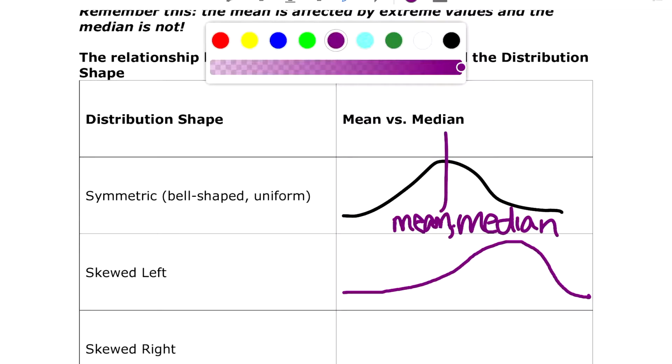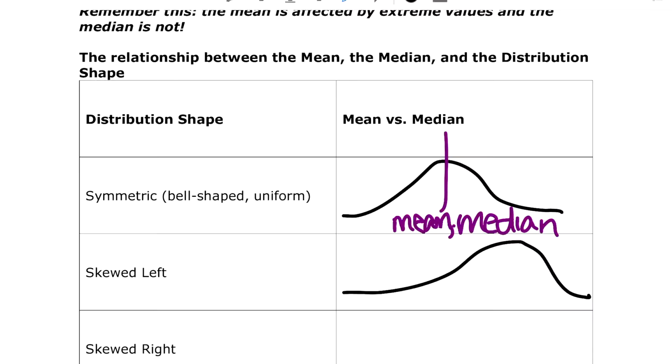Okay, that's not what I wanted to do. There we go. All right, so now we're going to take a look here. Our median is always going to be in the middle because our median's not going to be affected. So our median, I'm going to put it roughly here. It's not exact, just kind of eyeballing it right now. So that's where our median's going to fall in a skewed left distribution.